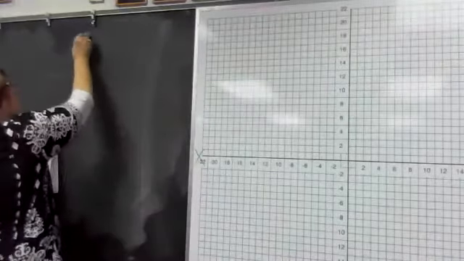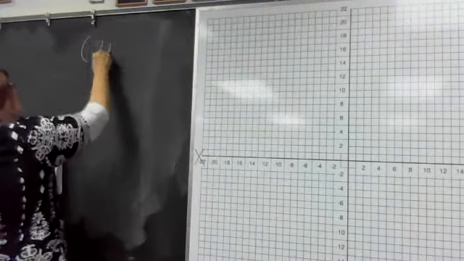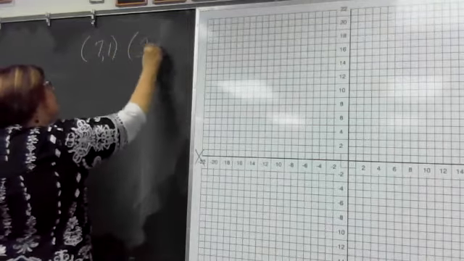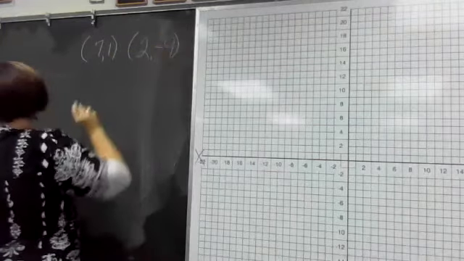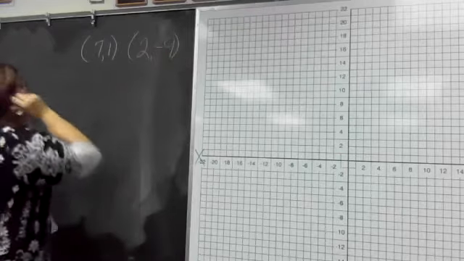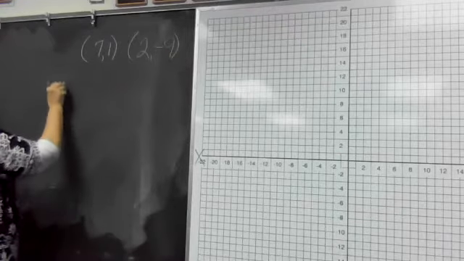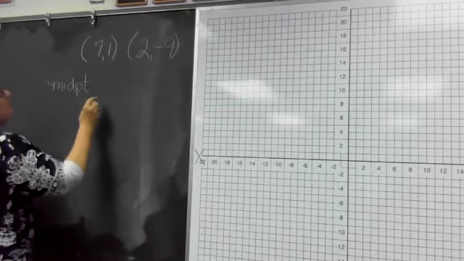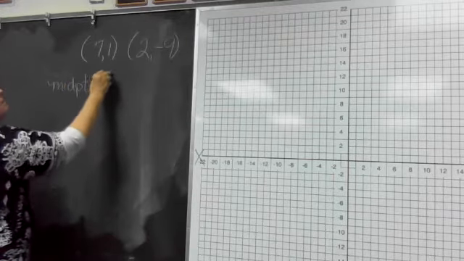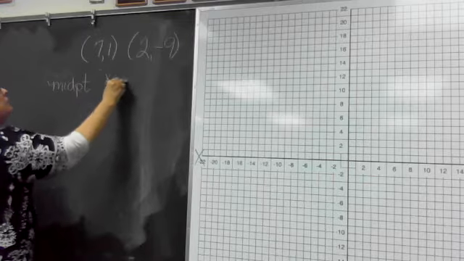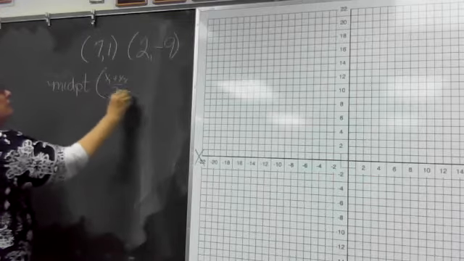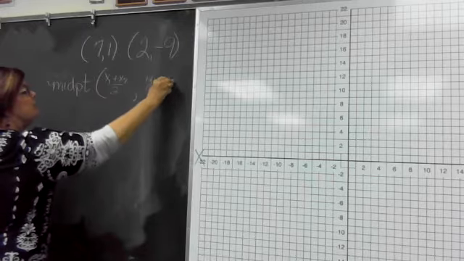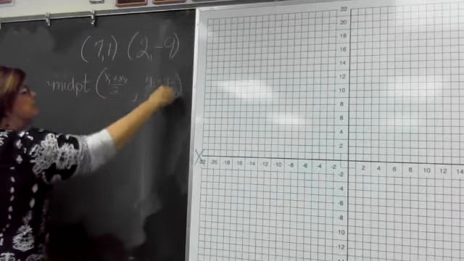That is 7, 1. And the other endpoint of the segment is 2, -9. Okay, and I want to find the midpoint of this line segment. And so my formula is x1 plus x2 over 2, comma, y1 plus y2 over 2.